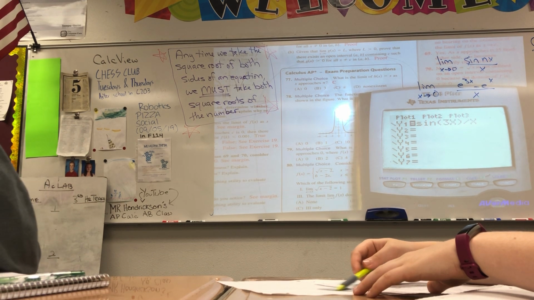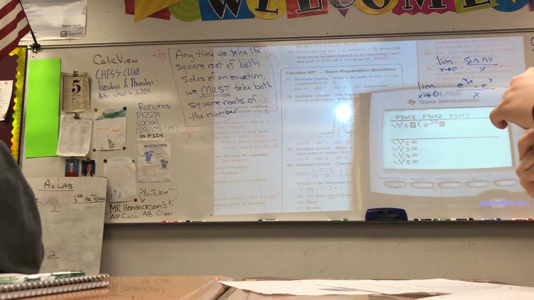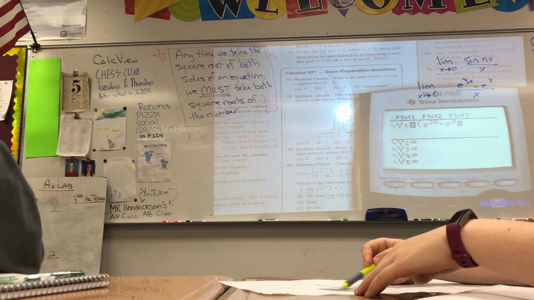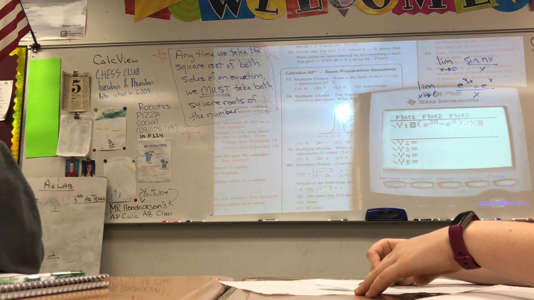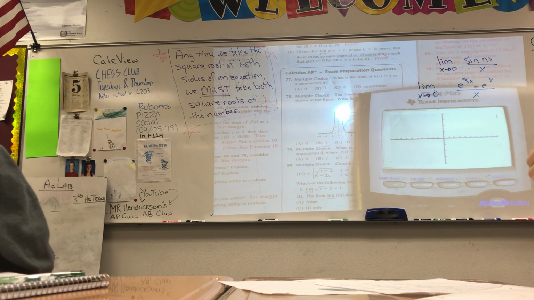Y equals parentheses, secant of e to the 3x minus secant of e to the x, right, over x. You okay with that? And let's see, I may have to change the window. To be honest, I have no idea what this is going to look like.